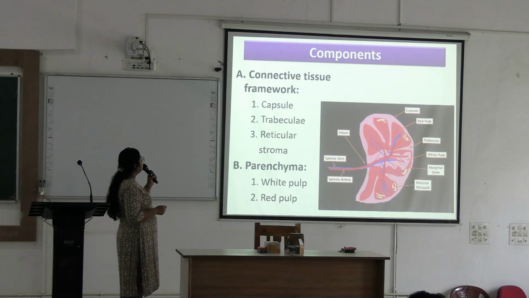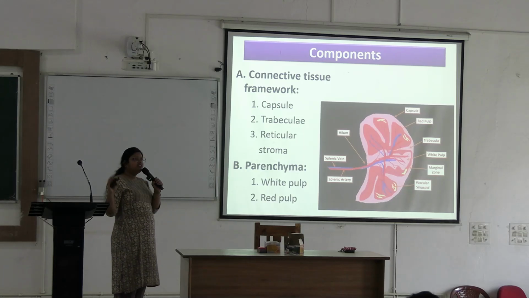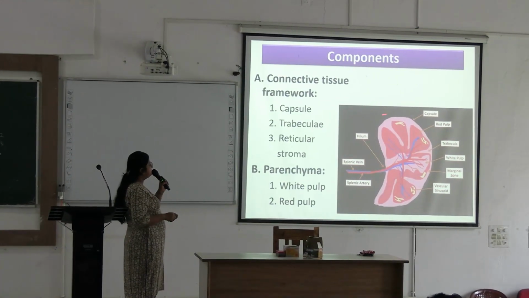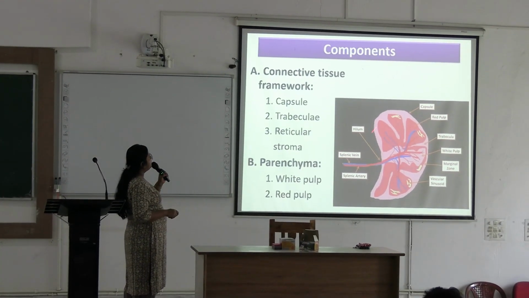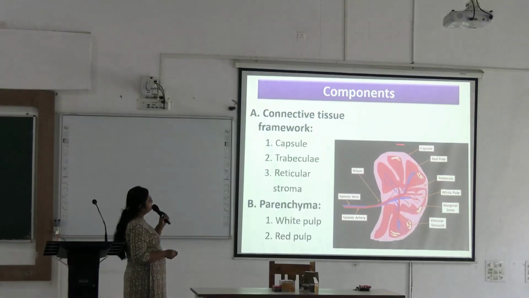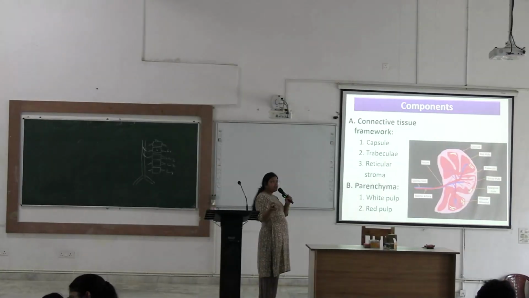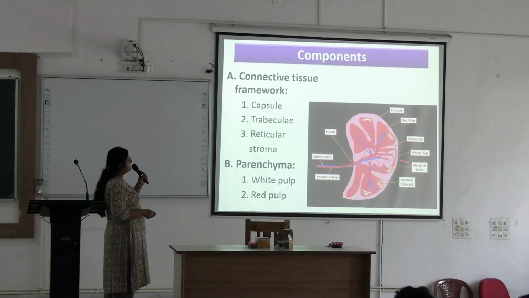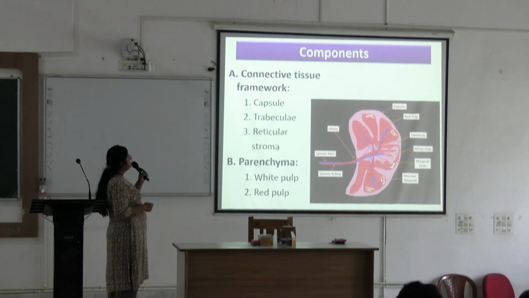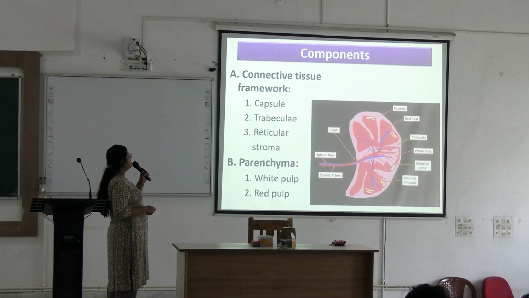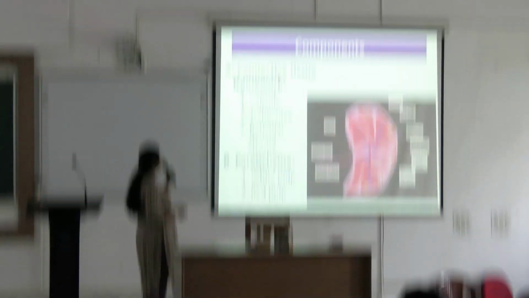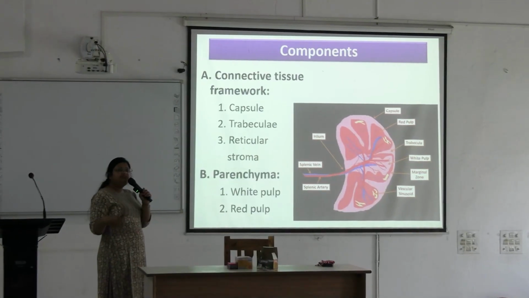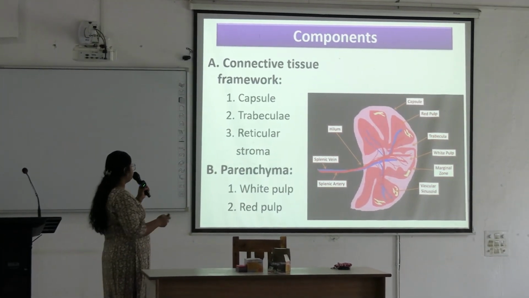This connective tissue framework holds the splenic parenchyma. So the connective tissue framework is this one, and it is formed of the capsule. The outer covering of the spleen is known as the capsule. From the capsule, the inward projecting parts are the trabeculae. So capsule, trabeculae, and the reticular stroma. The stroma lying here is formed of connective tissue, mainly different fibers, reticular fibers.